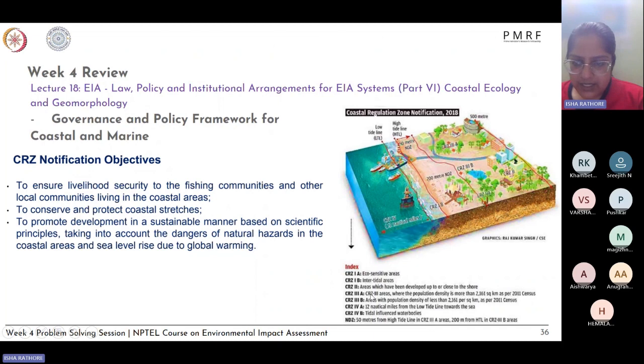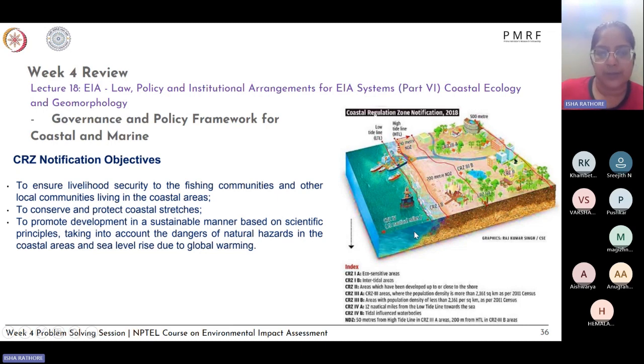Then CRZ3A, these are areas where population density is more than 2161 per square kilometer as per the 2011 census. Then CRZ3, areas with population density of less than the previous limit. CRZ4A, which is up to 12 nautical miles from the low tide line. And CRZ4B, tidal influenced water bodies. And NDZ, the No Development Zone, which is 50 meters from the high tide line in the different areas. So these are basically the coastal regulation zones.